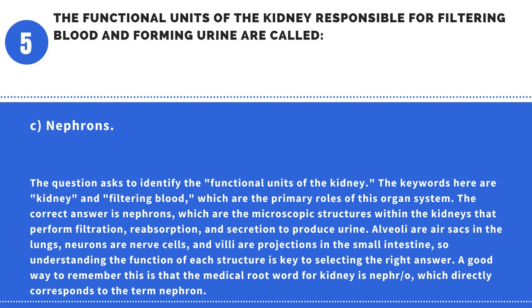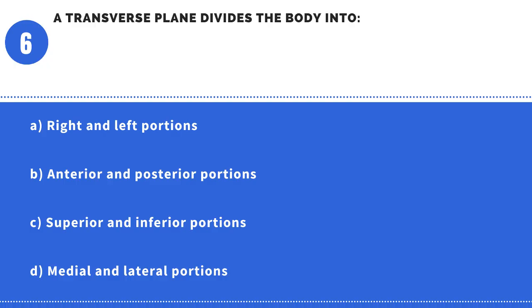Alveoli are air sacs in the lungs, neurons are nerve cells, and villi are projections in the small intestine, so understanding the function of each structure is key to selecting the right answer. A good way to remember this is that the medical root word for kidney is nephr/o, which directly corresponds to the term nephron.